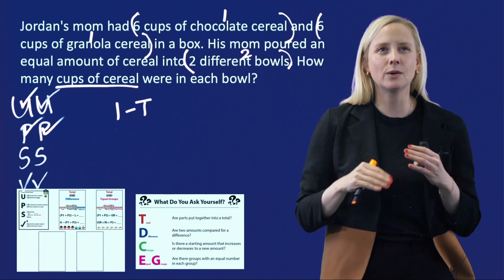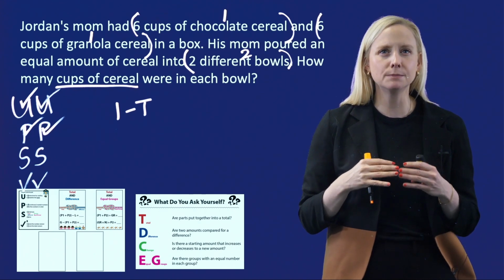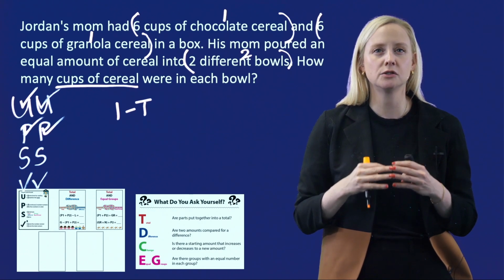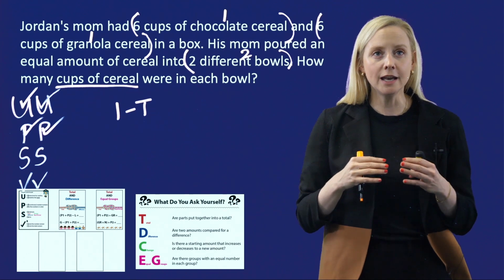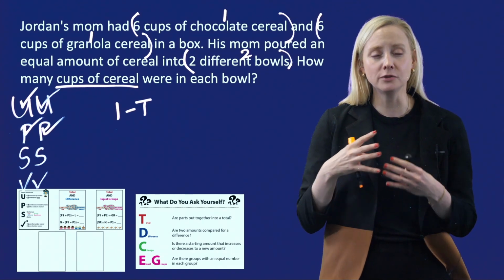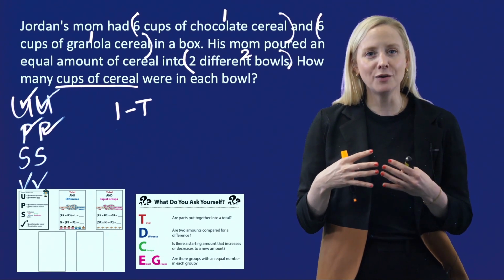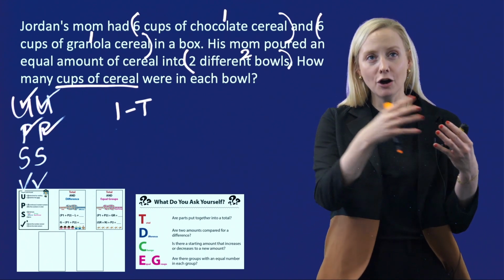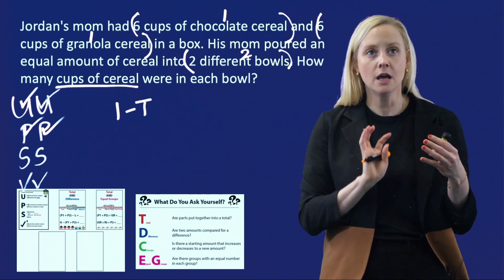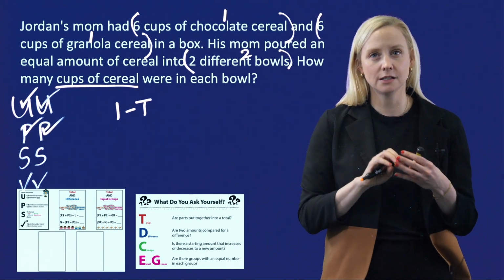Now I have to think about what's happening second. It says his mom poured an equal amount of cereal into 2 different bowls. How many cups of cereal were in each bowl? Well, here I'm sharing equally. And if I'm sharing equally, I know that I have an equal groups problem where I have a known product. I know my total cups of cereal and I'm sharing it equally into bowls.